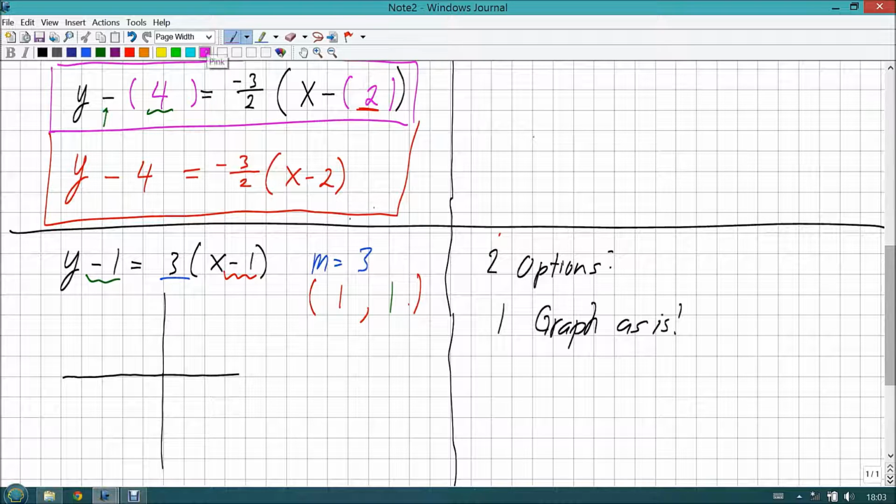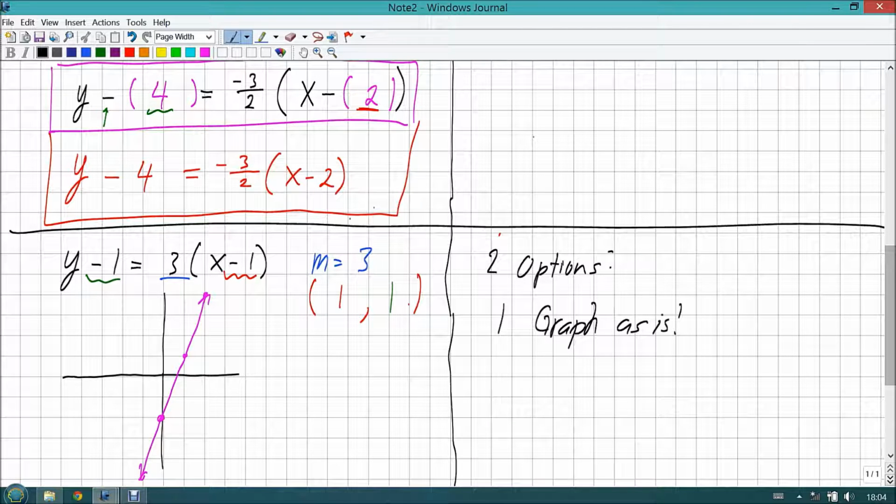So we go to the point 1, 1, dot, and we use our slope of 3. Rise 3, run 1. Rise 3, 1, 2, 3, run 1, make a dot. My computer will be nice to me. There. And then drop 3, retreat 1. Drop 3, retreat 1. And there is our beautiful, somewhat straight line. That's graphing it as is.